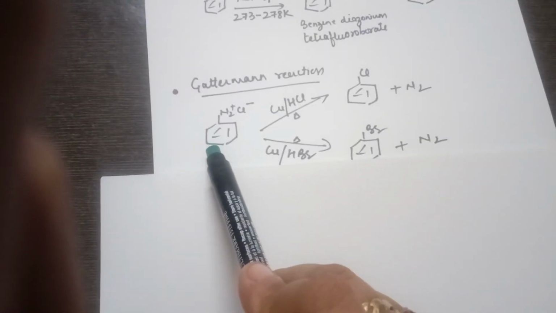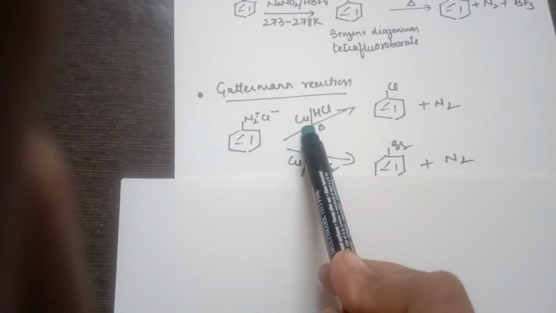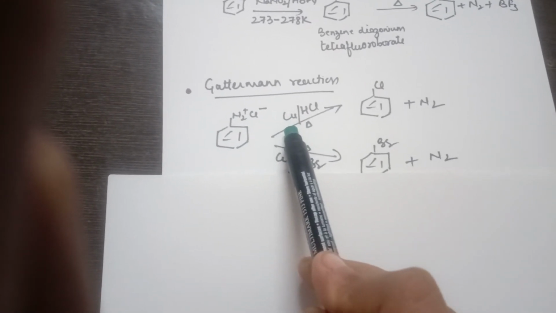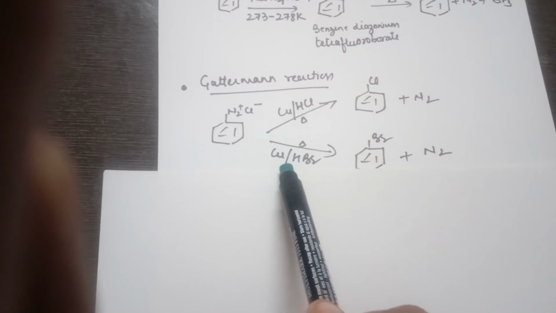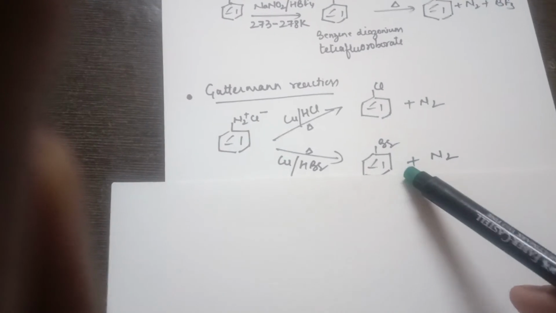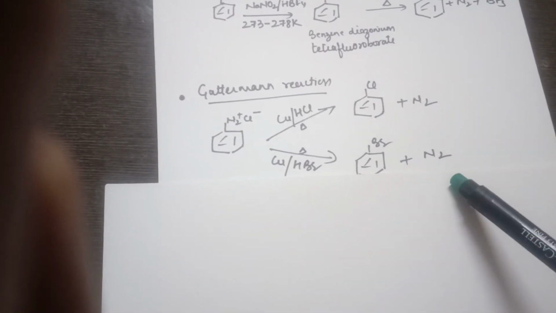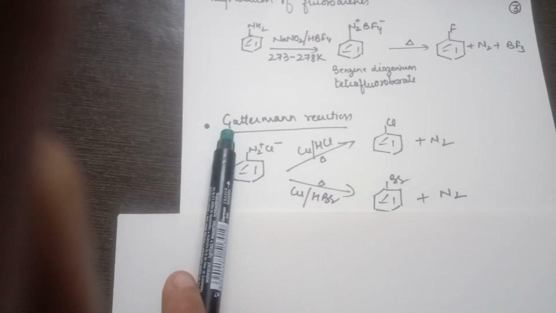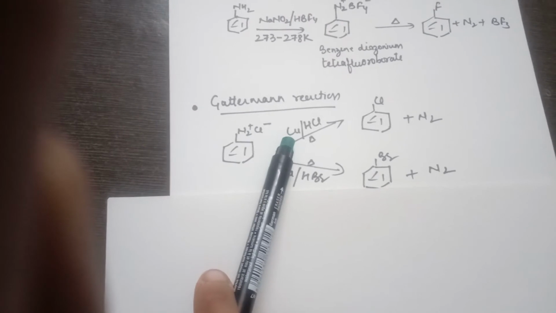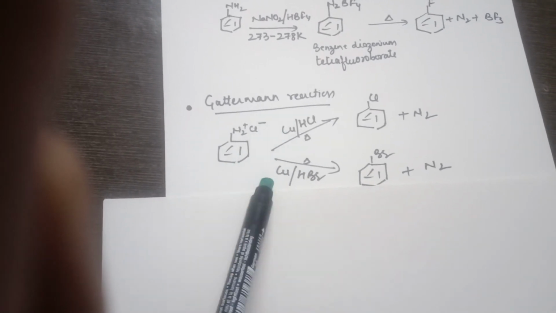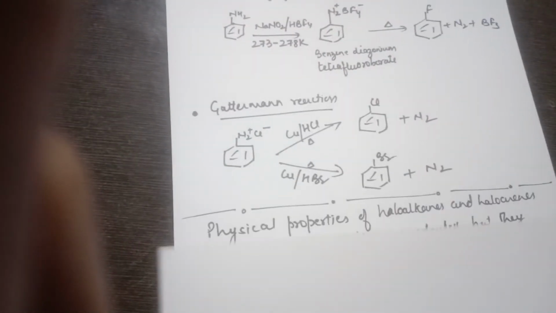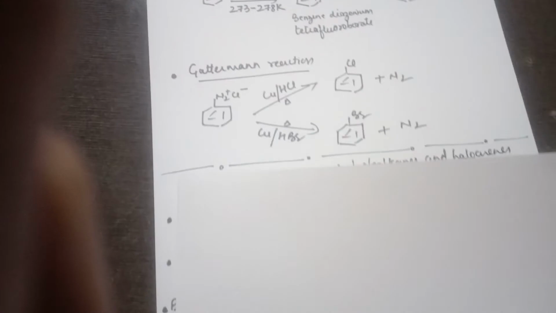Here you are taking BDC, but you are taking copper, not cuprous chloride, not a salt of copper. You are taking simply copper turnings in the presence of HCl, or copper turnings in the presence of HBr. You are heating with them and you are getting the respective chlorobenzene and bromobenzene. Nitrogen will be eliminated. So this is again a very important category of reaction, similar to Sandmeyer's reaction, only the change is that in place of cuprous chloride or cuprous bromide, you are taking copper turnings. And this is the Gattermann reaction. Now with this, your preparation of haloarenes is done.